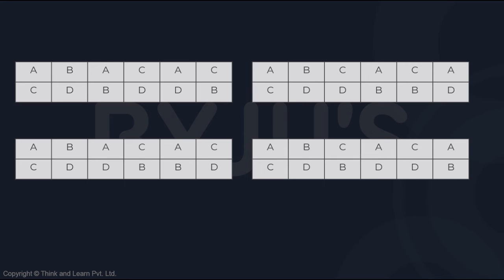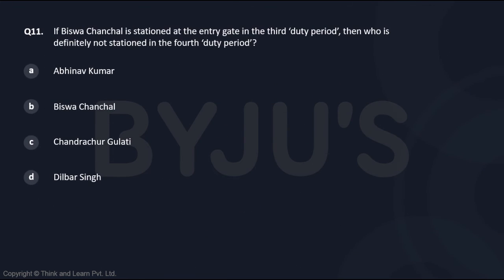Let's start looking at the questions now. If Biswa Chanchal, so that is B, is stationed at the entry gate in the third period, then who is definitely not in the fourth period? So B is in the third period. Let's take a look at it.